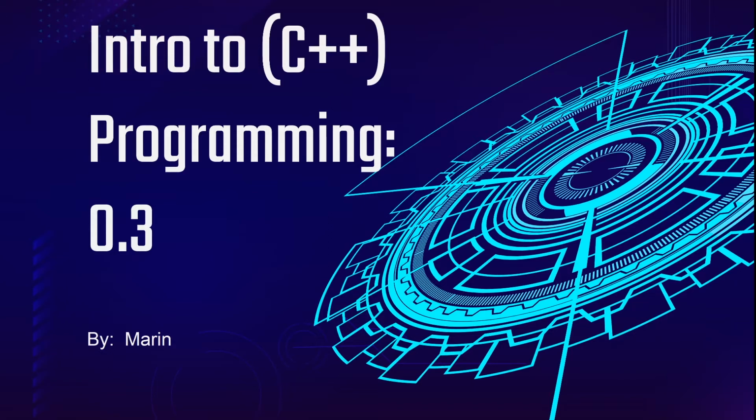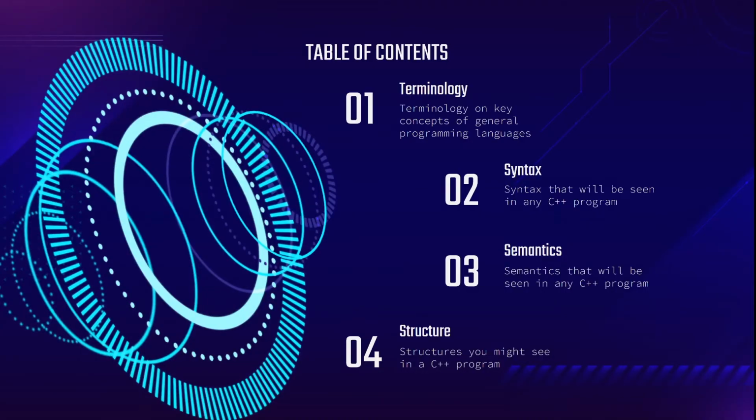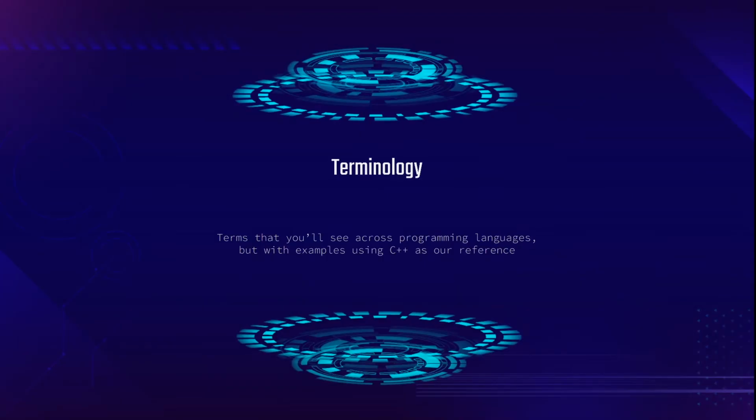Anyway, let's continue. What you're going to be finding in this particular video is just terminology on key concepts of general programming languages, and we're going to start going into C++ specifics, where I'll be talking about syntax that you'll see, particularly in C++ programming, semantics that you'll see in C++ programming, and structures that you'll see in C++ programming. Now we start getting into the specifics for this particular language. So, terminology is what you'll be seeing across different languages, but we'll be using C++ as our reference point.